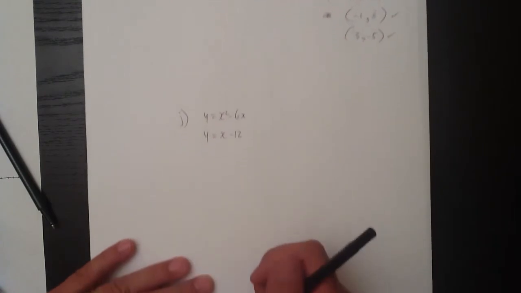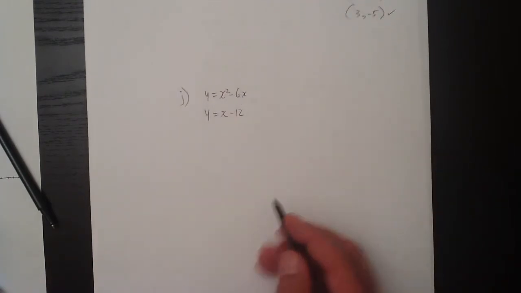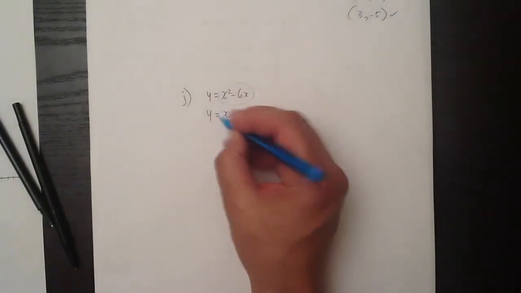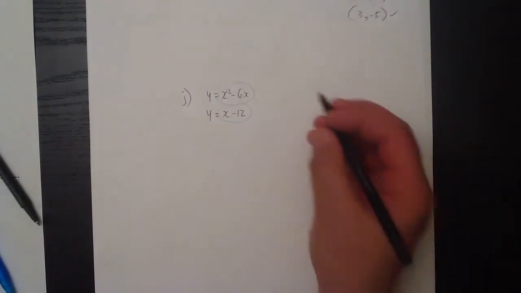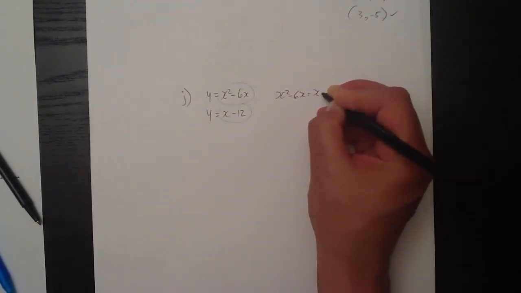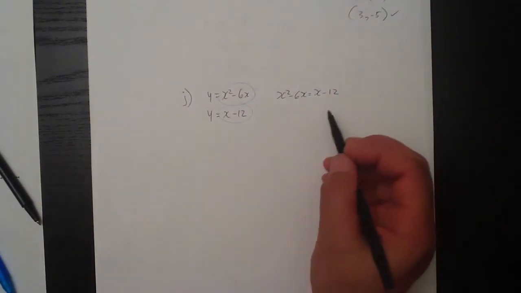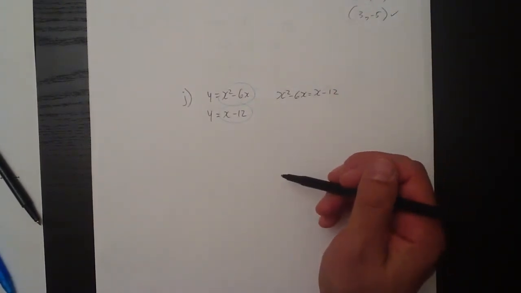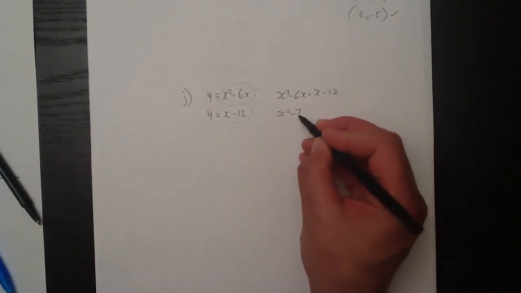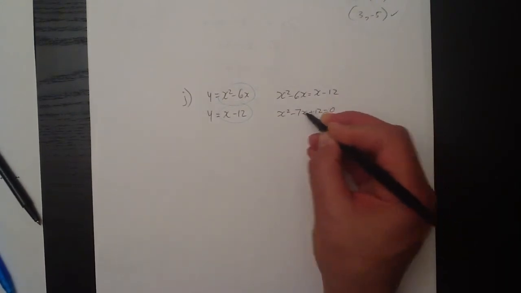Let's try the next example down here. It already gives us the y equals and the y equals. That's convenient. That just means that this stuff equals this stuff. If that's the case, I'll write it out as such. x squared minus 6x equals x minus 12. So if I want to collect the terms, this time I'm going to move everything over to the left-hand side, and I've got x squared minus 7x plus 12 equals 0.